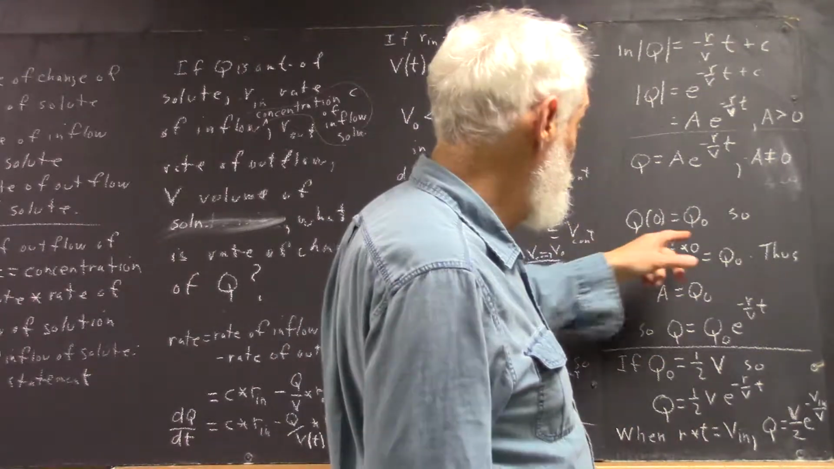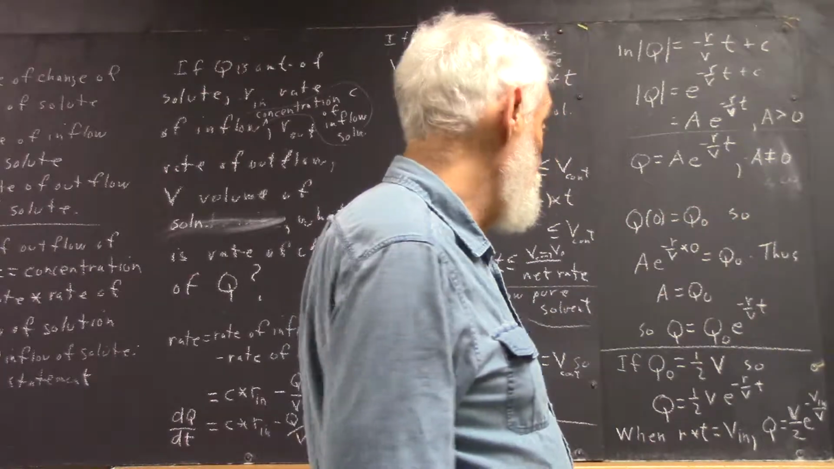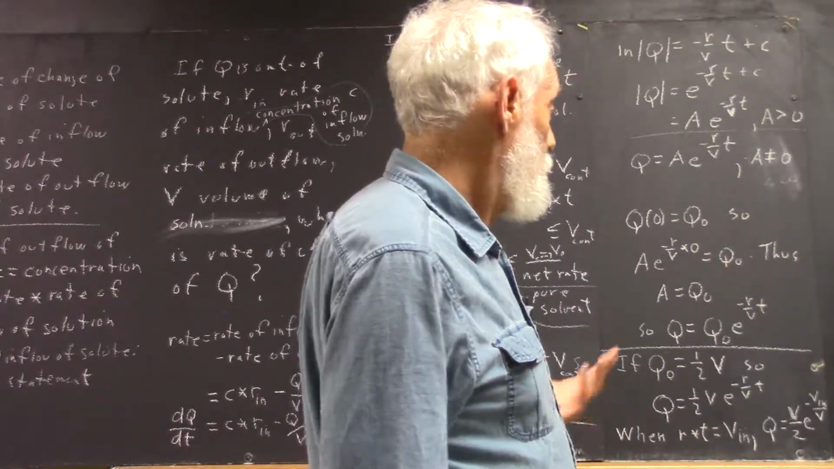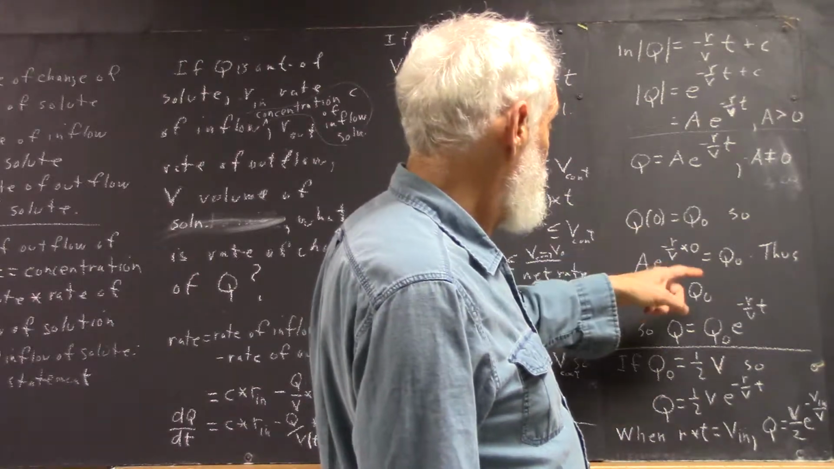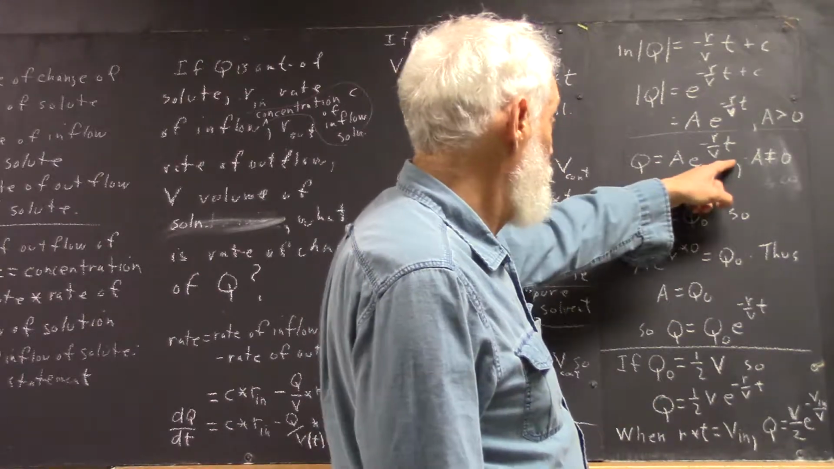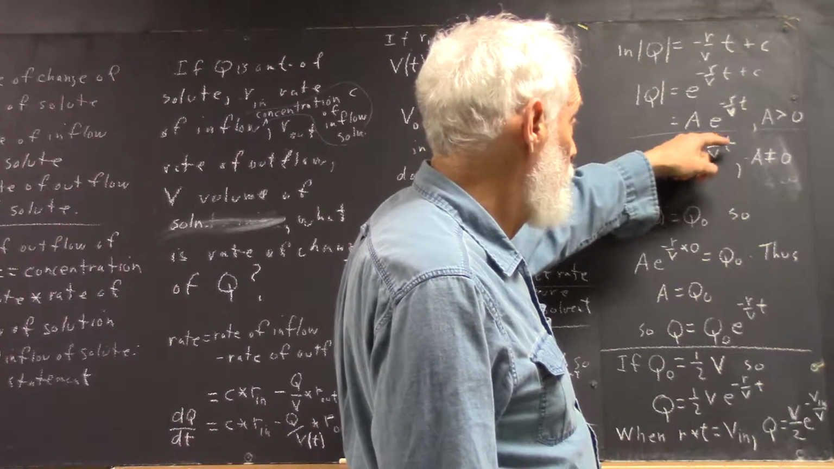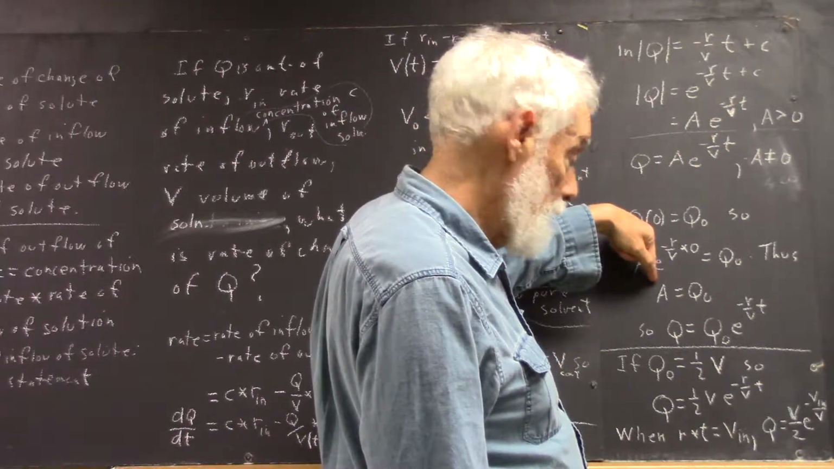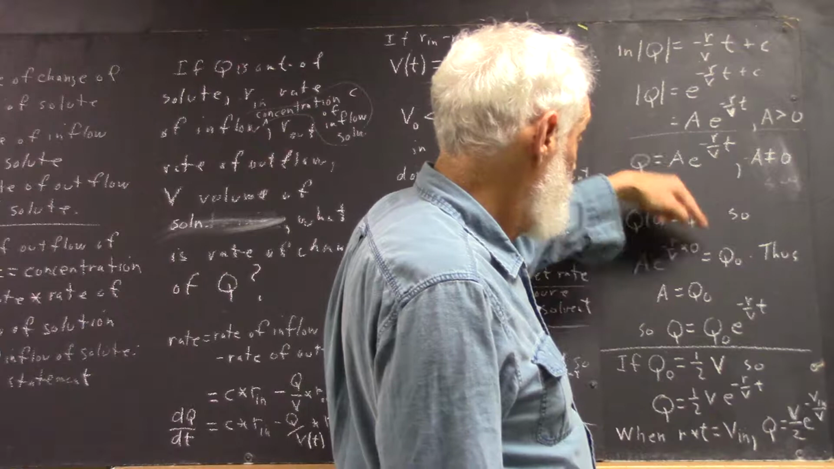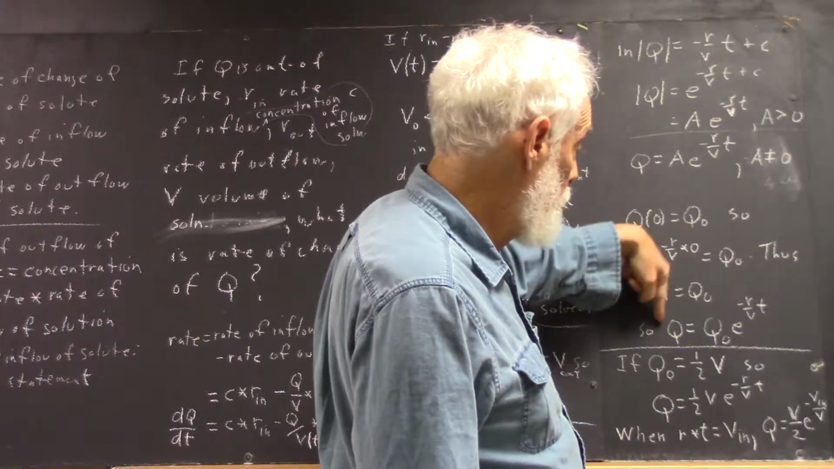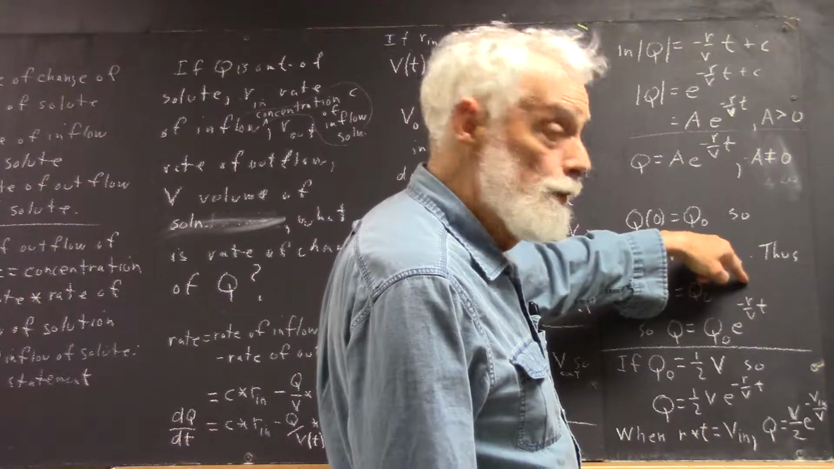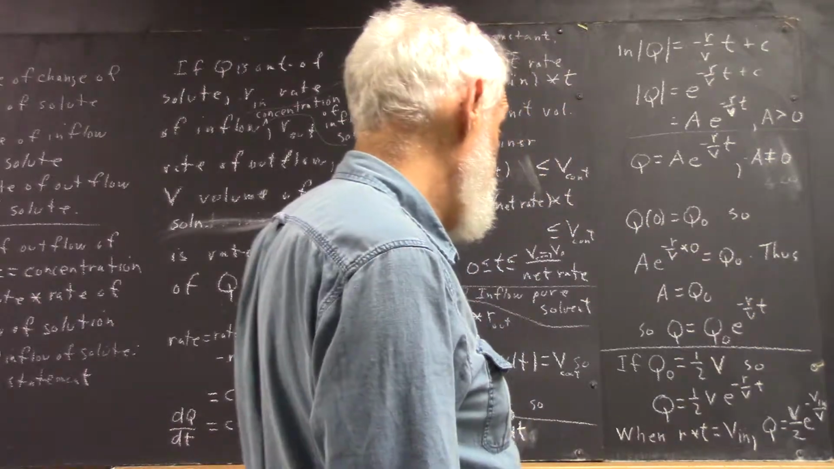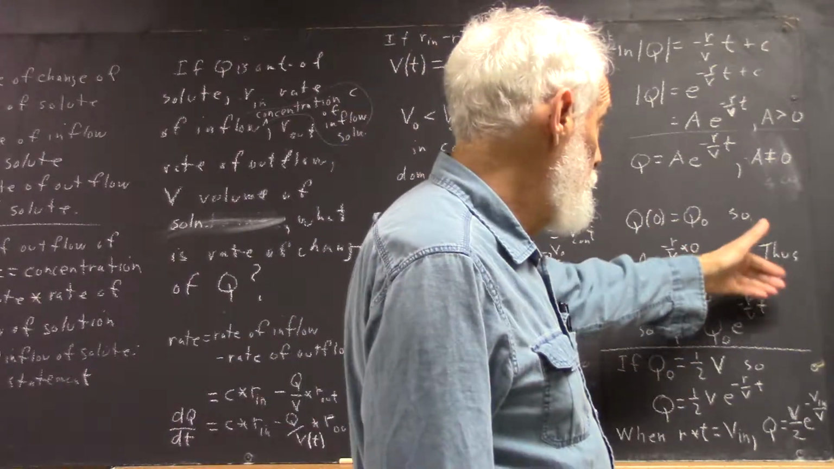Now q of 0 we take to be q naught, so we have an initial condition. That means that when t equals 0, we get a e to the negative r over v times 0, which is just a, and that's got to be equal to q naught, so a equals q naught. So now your q function, your concentration, is just this decreasing exponential, q naught e to the negative r over v times t.